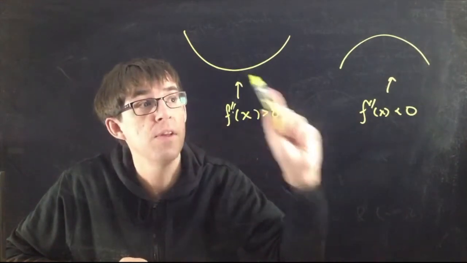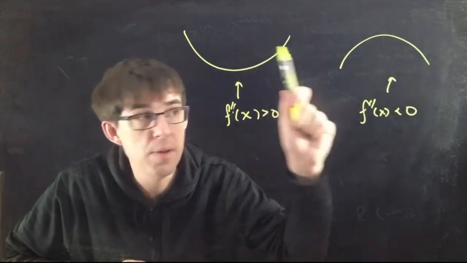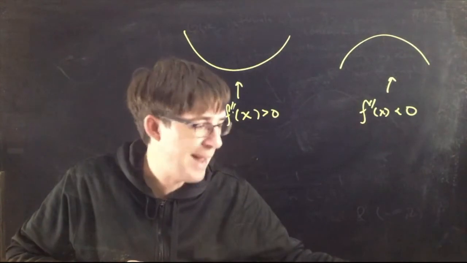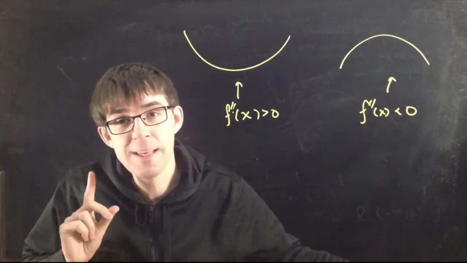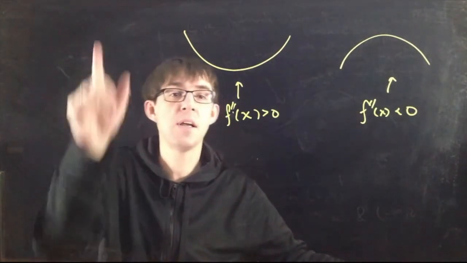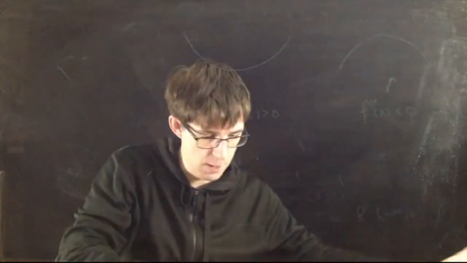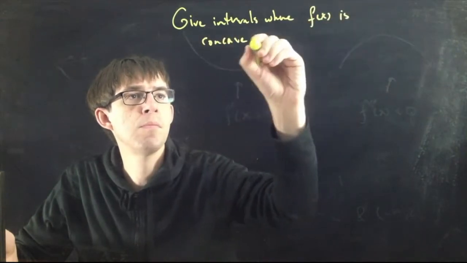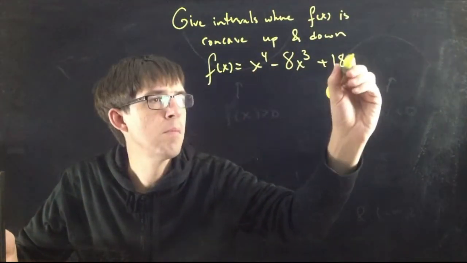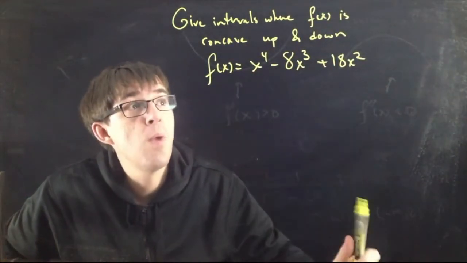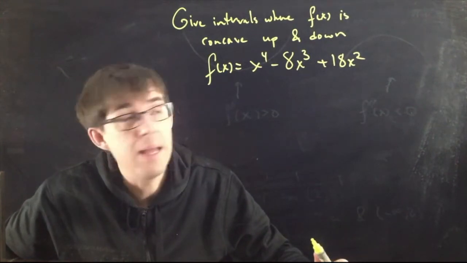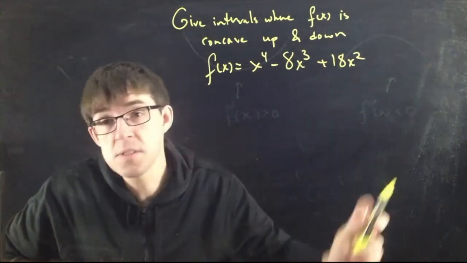This is called the concavity. This is concave up. This is concave down. I'm going to do an example where I give you a function and you have to tell me where it is concave up or concave down, not looking at the picture, but looking at the formula. Alright, give me intervals where f of x is concave up and concave down. And this is the function.